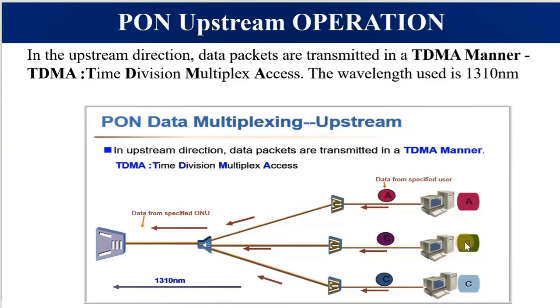So the wavelength used in the upstream direction is 1310 nanometers. You remember small value representation, that's 10 to the power minus 9. So in the upstream direction, TDMA manner, in the downstream direction, broadcast manner. That's how GPON operates in the downstream and upstream direction.